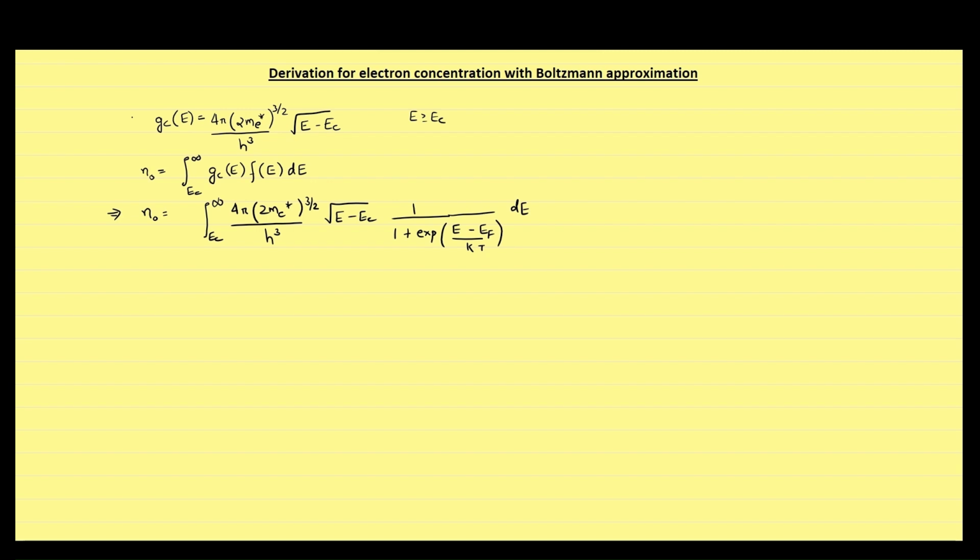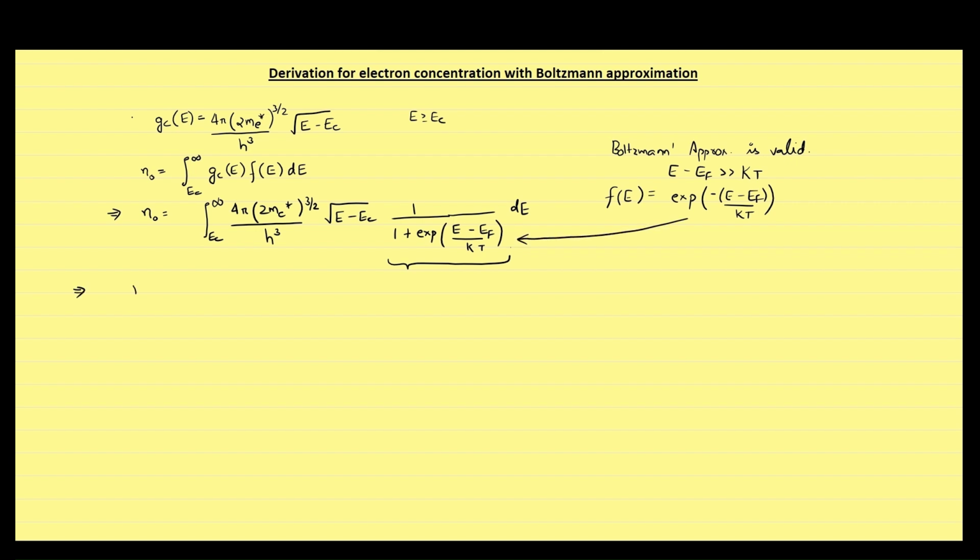Now, we have to assume that the Boltzmann approximation is valid, which is generally true as E minus E_F is several times greater than kT under normal conditions. After the Boltzmann approximation, the Fermi-Dirac probability function becomes exponential of negative (E − E_F) divided by kT. Now we have to replace this term by this term.